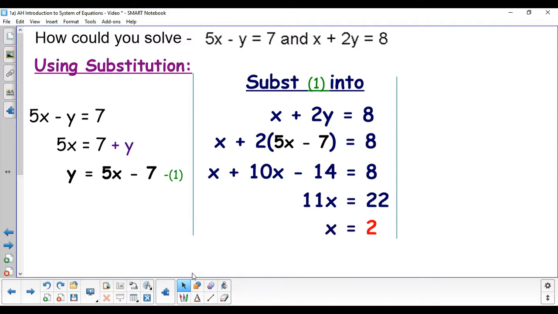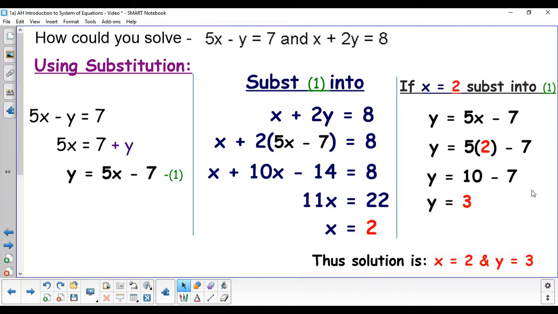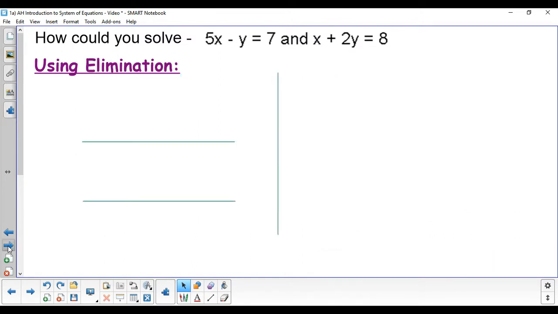Now I've done a lot of work, but I've not found y yet, so let's go and find y now. So let's substitute x is 2 into this, and y equals 5 times 2, which is 10 take 7, which is 3. So you've got your solution, that is x is 2 and y is 3. You've done substitution before. Some people prefer it to elimination, some people don't, okay? It doesn't matter which technique, we're looking at all the different ones you can have.